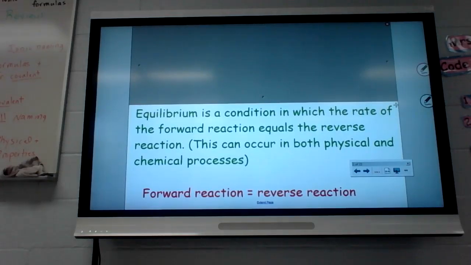Now, in parentheses, I put this is true for both physical and chemical processes. You do not need to write that part as long as you remember that. This is true in both physical and chemical processes.